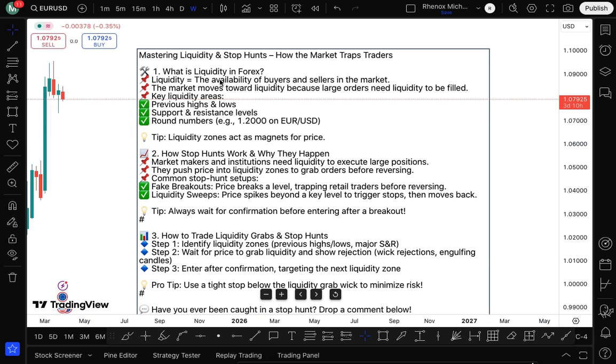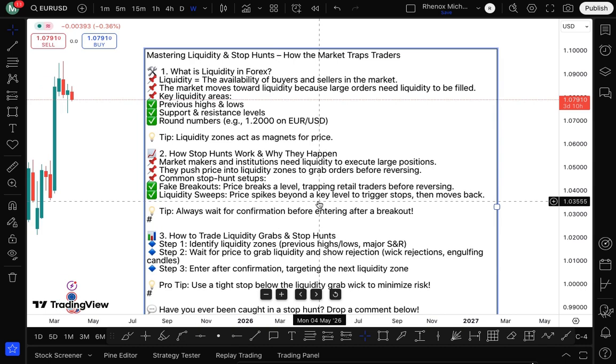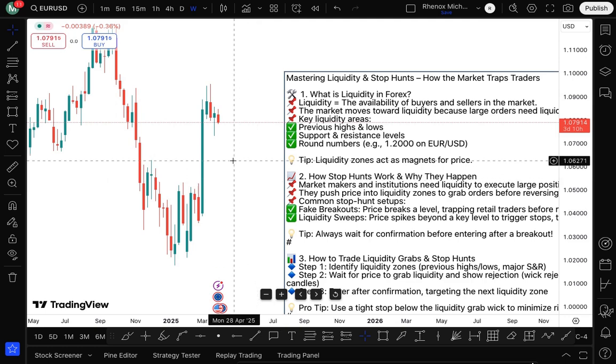Okay, now what is liquidity? Liquidity is the availability of buyers and sellers in the market. The market moves towards liquidity because large orders need liquidity to be filled. Okay, what does that mean? The big banks, hedge funds, and private equity place large orders in the market, and to move these large orders, they need to take out the stop losses of retail traders, the small traders in the market, who need to be swept out before the market moves in the right direction.